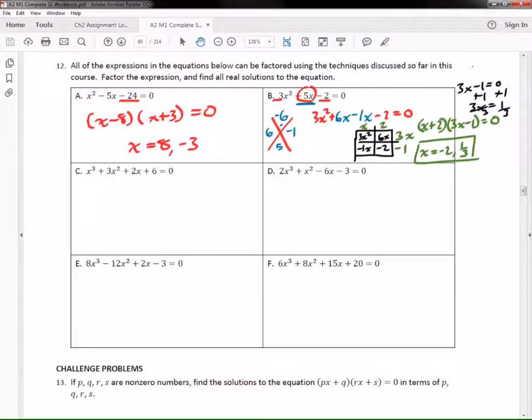Alright, now I'm going to do one more. I'm going to do this F right here. I'm warning you, I'm going to do all the work right in front of you. So if you want to practice this first, see if you get it before I do it, then you should stop the video and try it on your own first.